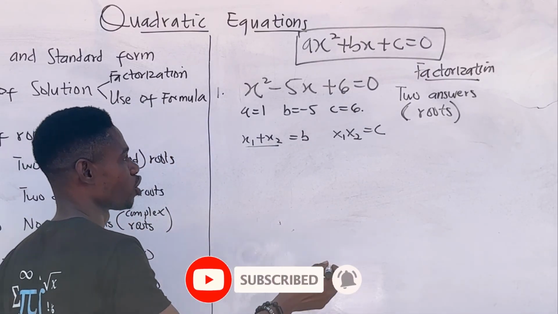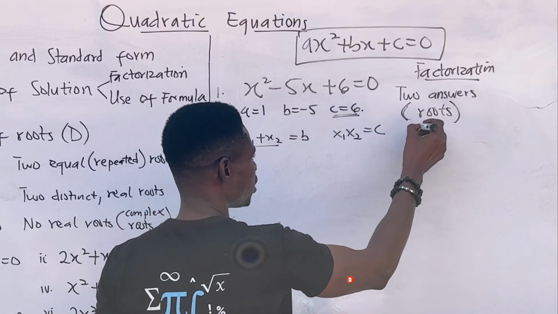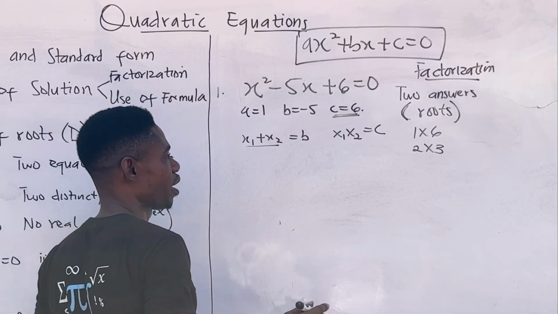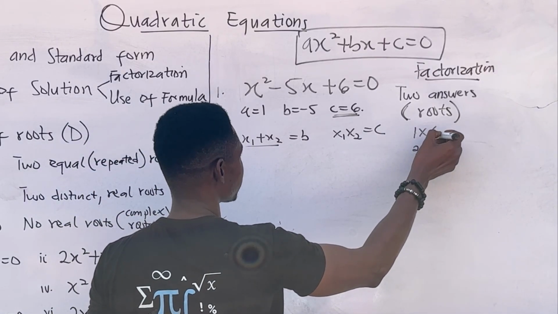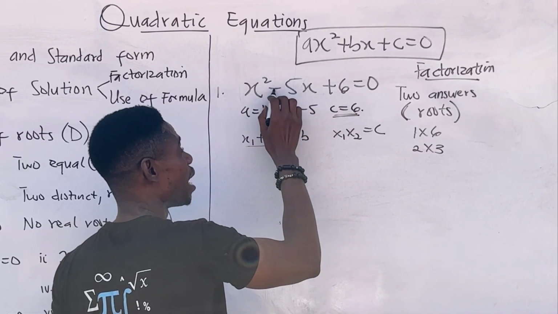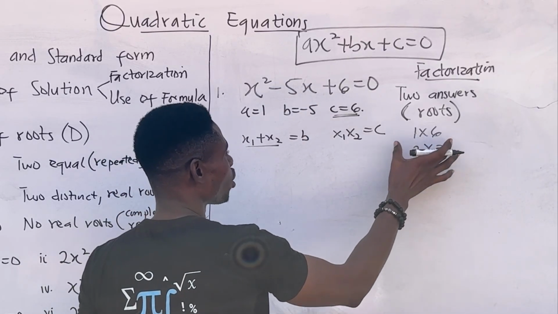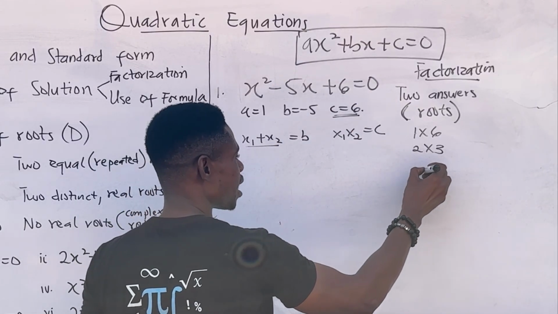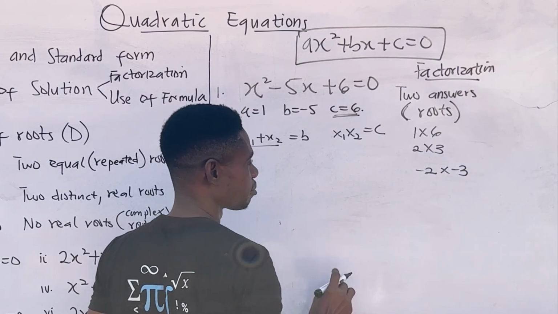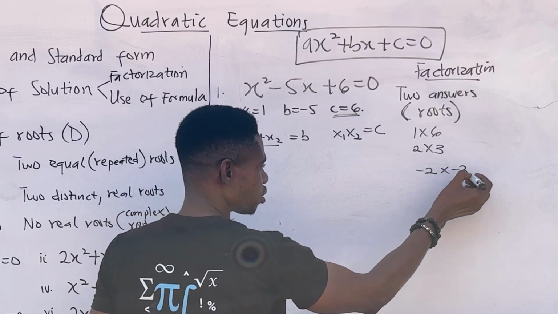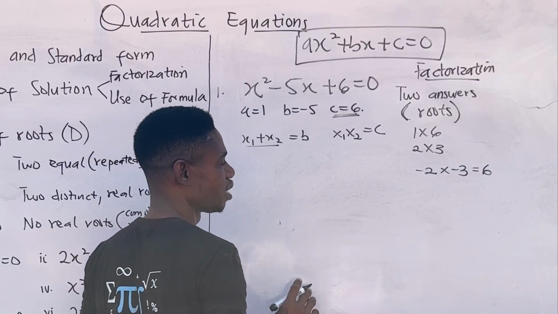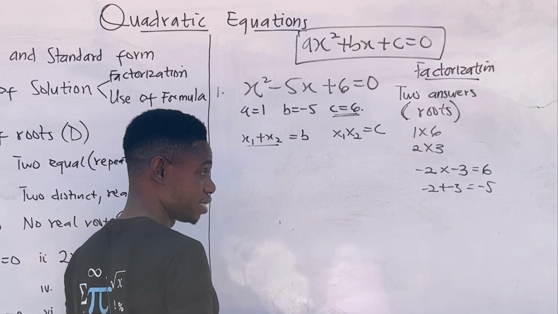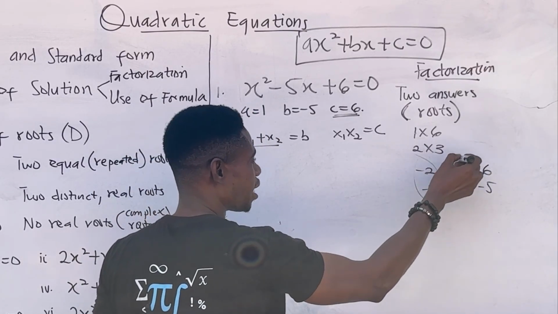So for us to do that, we'll just get the factors of c. So the factors of c are 1 multiplied by 6 and 2 multiplied by 3, right? Now, if we add 1 and 6, is it going to give us 5? Okay, now we need minus 5. So which two numbers are we going to add to give us minus 5, or multiply them, it will give us 6? I think that's minus 2 and minus 3. Because if we multiply minus 2 and minus 3, it will give us positive 6. If we add minus 2 and minus 3, it will give us minus 5, right? So the answers are minus 2 and minus 3.